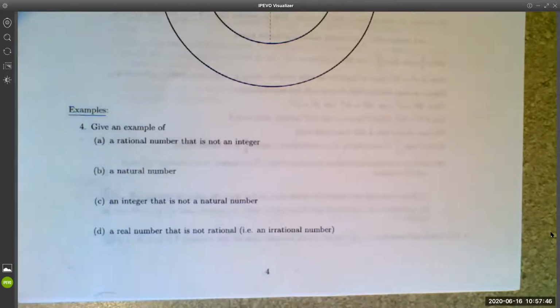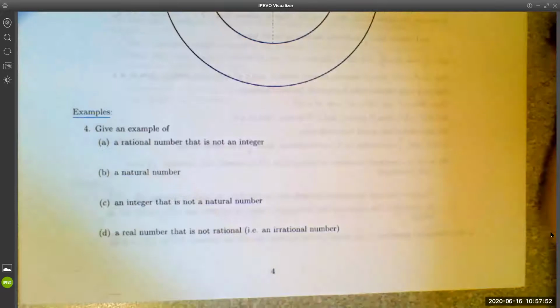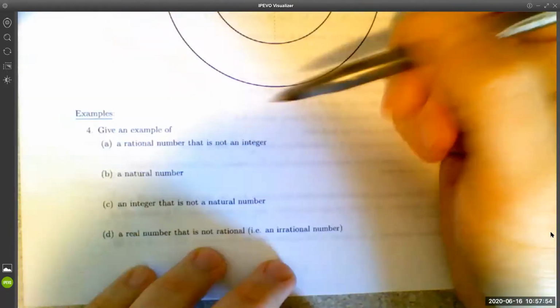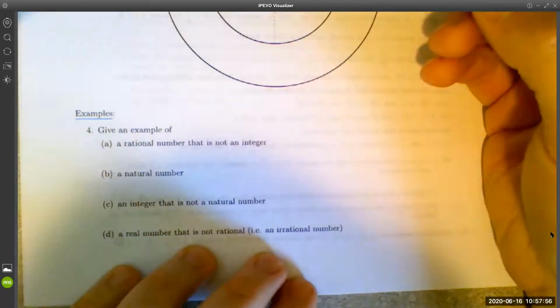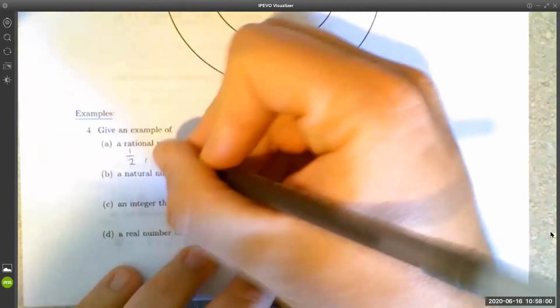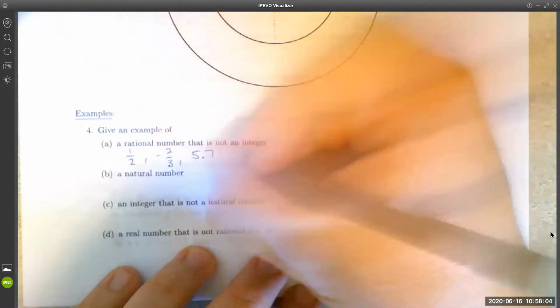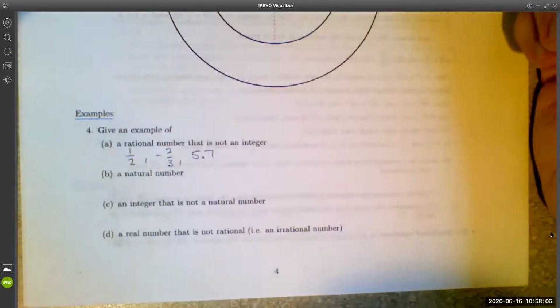For an example of a rational number that's not an integer, something like 1/2 or -2/3, or 5.7. Those would all be rational numbers that are not integers.